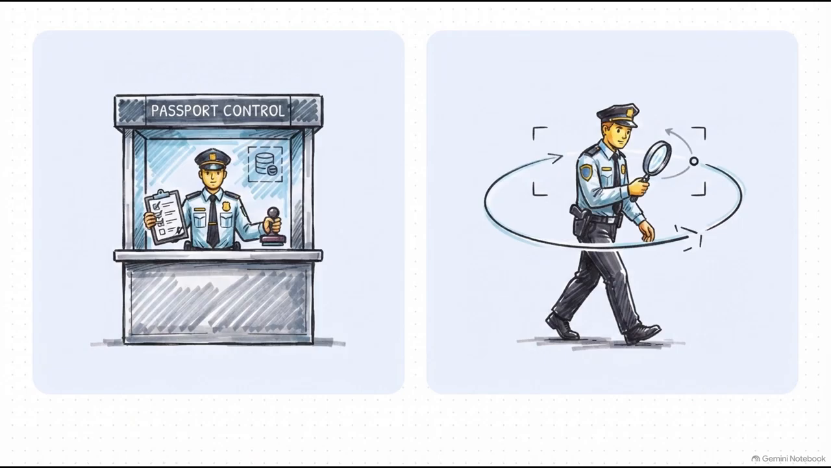But EDR is a completely different beast. EDR acts as a security officer stationed inside the airport, constantly watching the CCTV cameras and motion sensors. And this brilliantly illustrates the core difference here. Antivirus relies on basic signature matching, while EDR relies on continuous behavior-based monitoring.